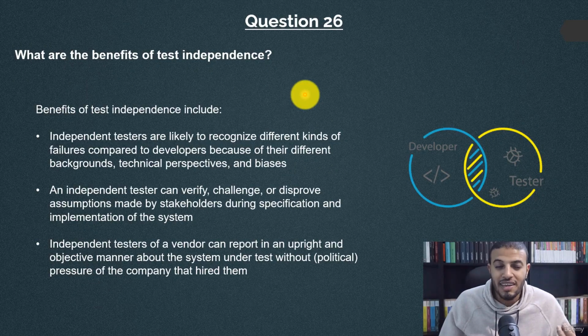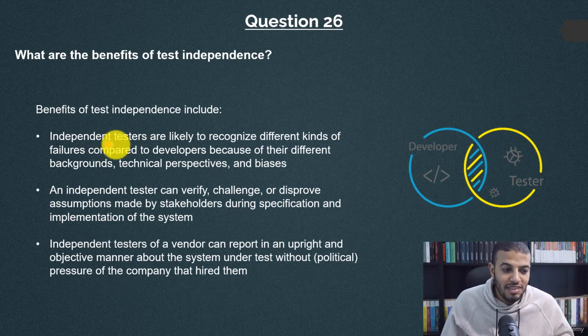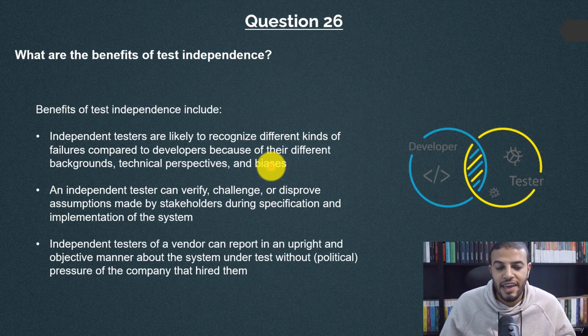The next question says, what are the benefits of test independence? So test independence means that the tester is independent of the development, okay? So for example, we have a separate testing team and a separate development team, or we are outsourcing our testing to another company. So this is test independence. So we have many benefits of test independence. One of them is that independent testers are likely to recognize different kinds of failures compared to developers. So if the developer tests his software and the tester tests the same software, the tester is more likely to find defects and failures in this software. And this is because of their different backgrounds, technical perspectives, and biases.